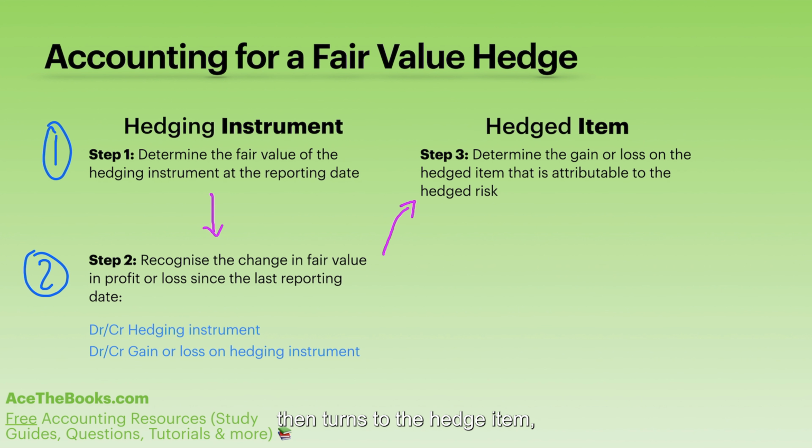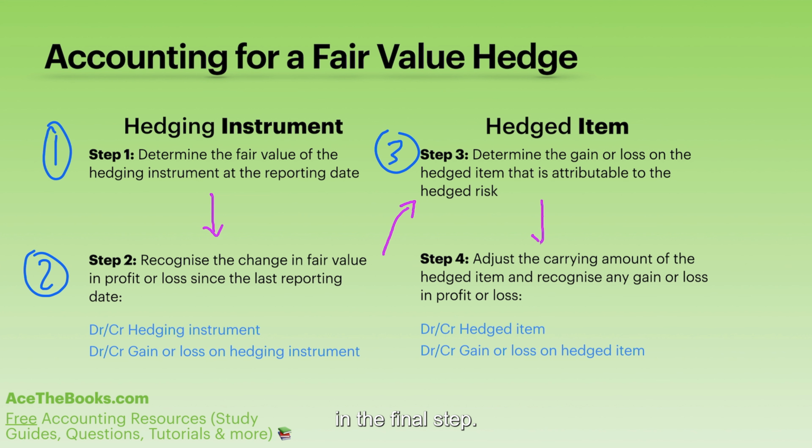Step 3 then turns to the hedged item, which requires us to determine the gain or loss on the hedged item that is attributable to the hedged risk. And the final step, step 4, is to adjust the carrying amount of the hedged item and recognize any gain or loss in profit or loss. Similar to what we've done for the hedging instrument, we would then either debit or credit the hedged item, depending on the movement, with a corresponding gain or loss on the hedged item flowing through to the profit or loss or income statement. This provides a good framework or structure in applying what you should do when accounting for a fair value hedge.